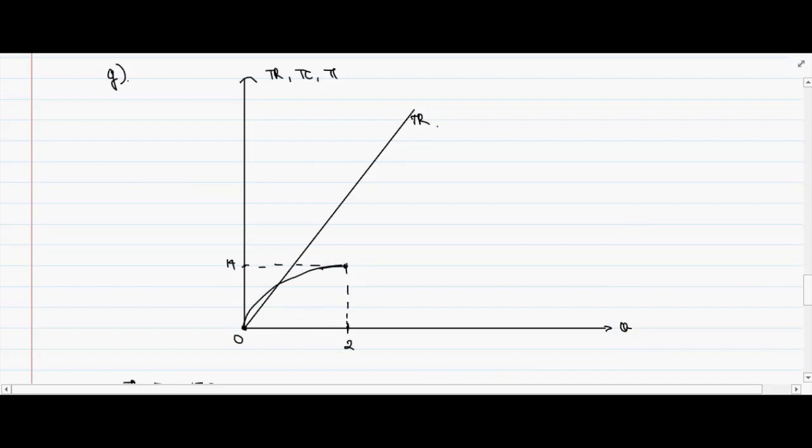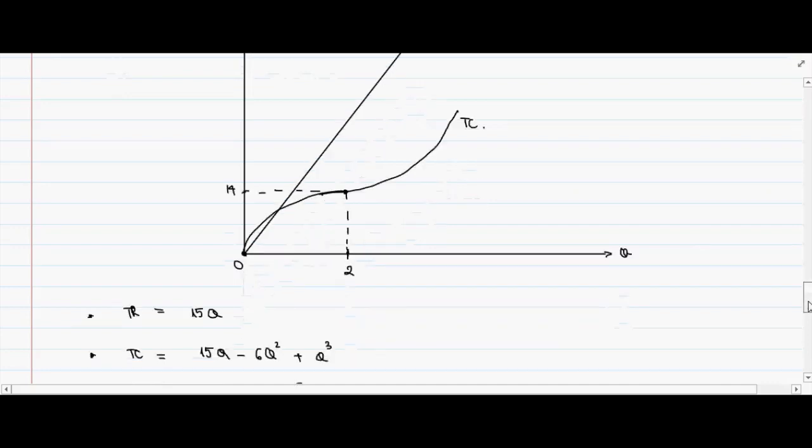Anything to the right of 2 is going to be convex, so it's going to be like this. As you can see, this is the point of inflection where it's changing the shape of the curve from concave to convex, and the curve is increasing all the way. So this is my total cost curve.